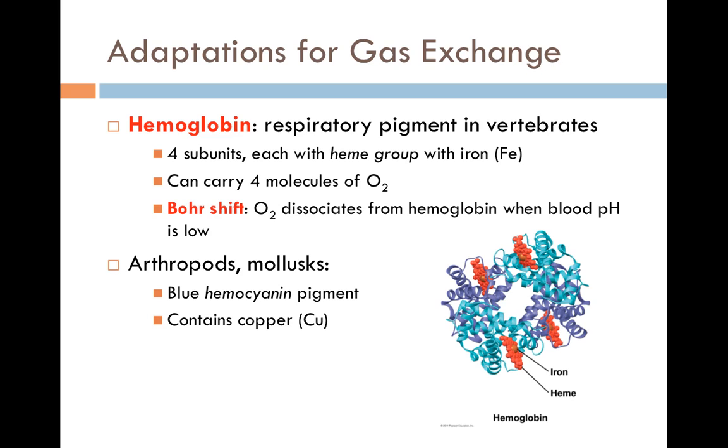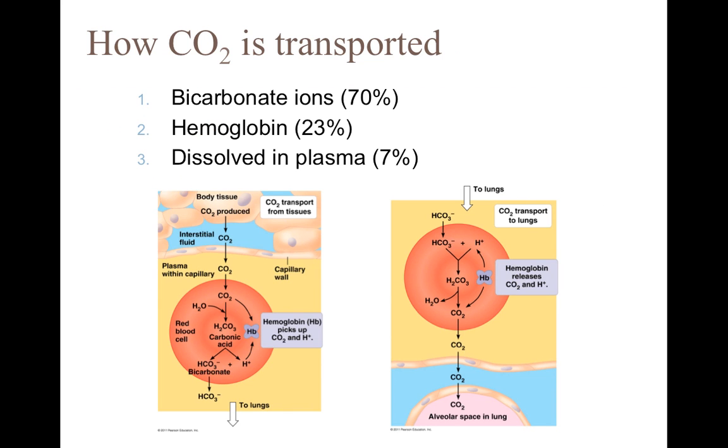Hemoglobin is a respiratory pigment. It's a heme group. It has iron. It helps carry 4 oxygen molecules everywhere. This works kind of with the pH in your blood as well. Arthropods and mollusks have hemocyanin, which is a blue pigment that contains copper. If you've ever seen blue lobsters or stuff like that, they actually have blue blood. They don't have red blood.